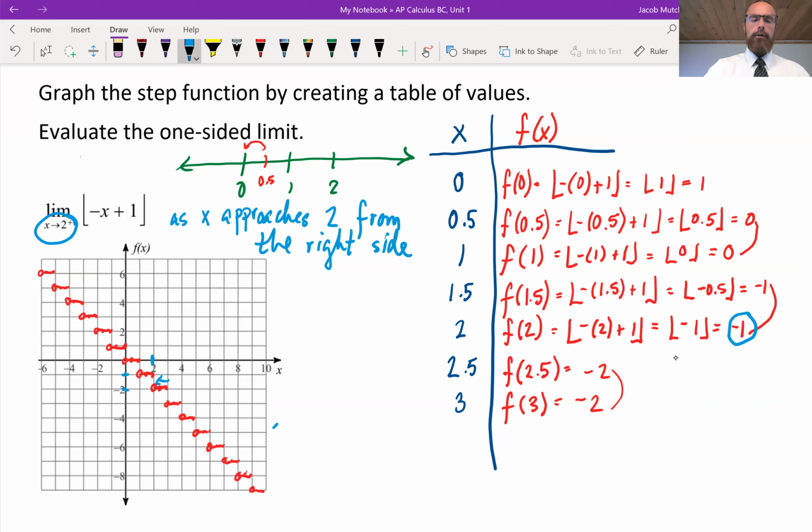Let's go ahead and record that. That's the limit as x approaches 2 from the right of the step function negative x plus 1 equals negative 2.